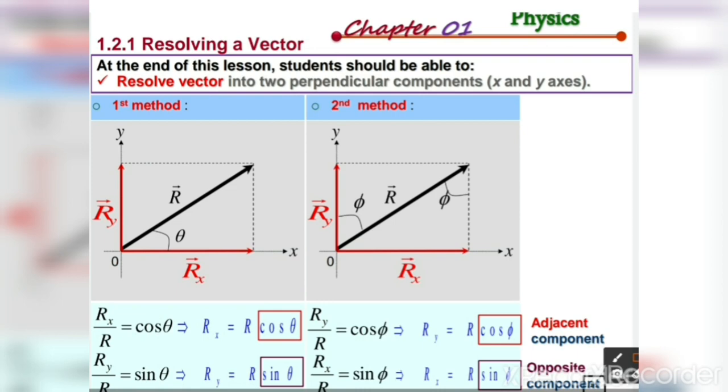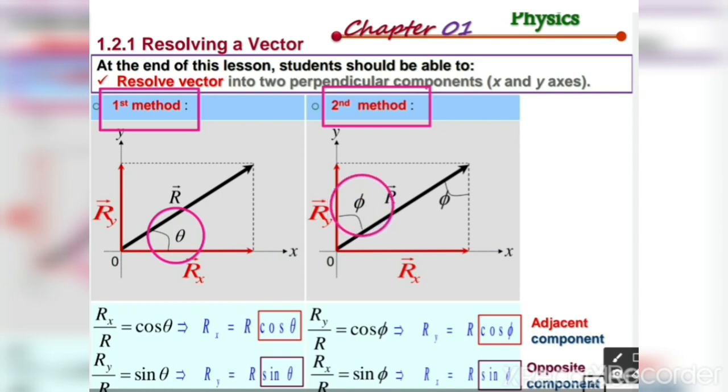Resolving a vector. How to resolve a vector into two perpendicular components, x and y axis. We have two methods, based on the angle that has been chosen. For the first method, the angle is chosen from the x component. But for the second method, the angle chosen is from the y component.